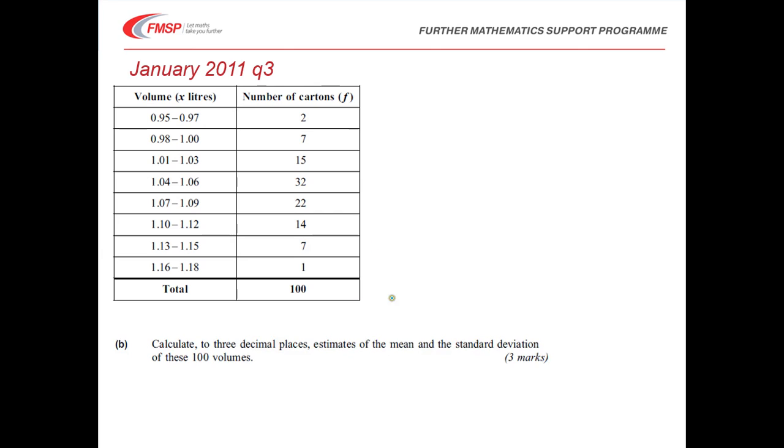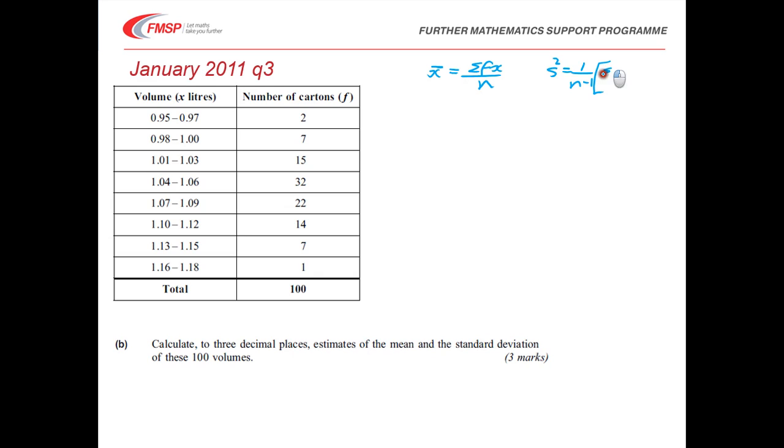We're then asked to calculate the mean and standard deviation of these 100. So we've got to understand that we're dealing with a sample here. This is going to be very, very important about how we do this. So as we've seen in other videos, x bar is going to be the sum of fx over n, and s squared, we'll square root it to find the standard deviation, is 1 over n-1.